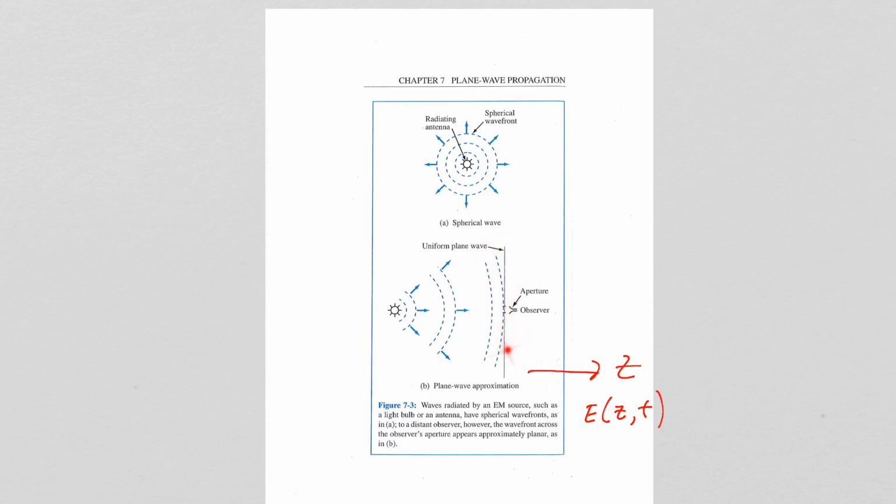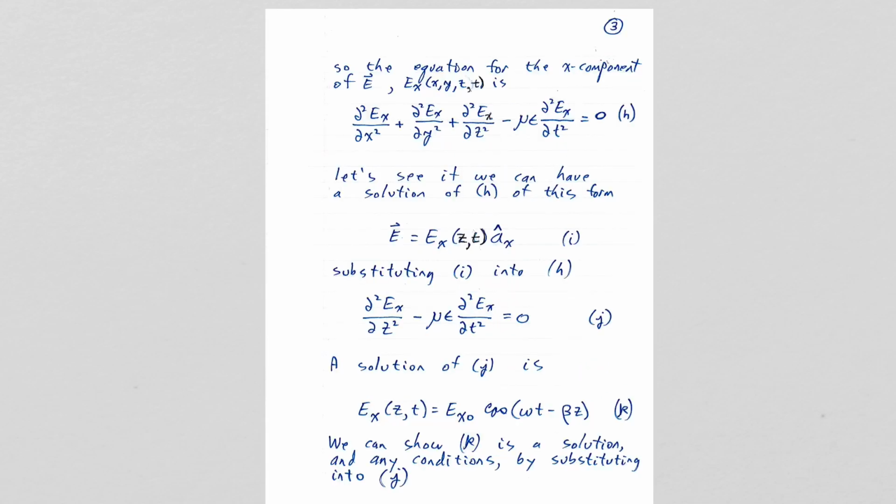Substituting this form of the electric field intensity up here, you see the partial with respect to y is 0 and the partial with respect to x is 0. So here is our wave equation for this uniform plane wave. Here is the simplest form for that uniform plane wave.